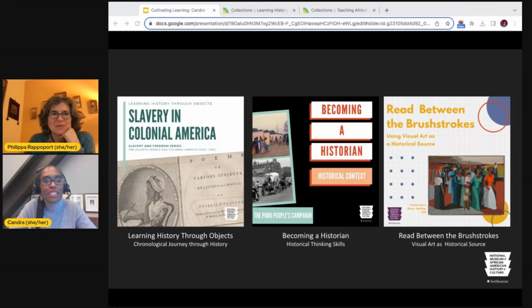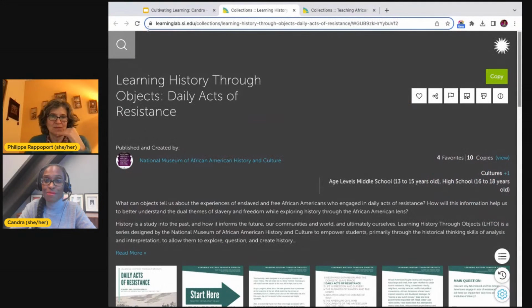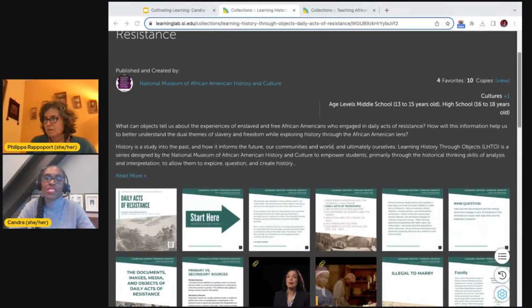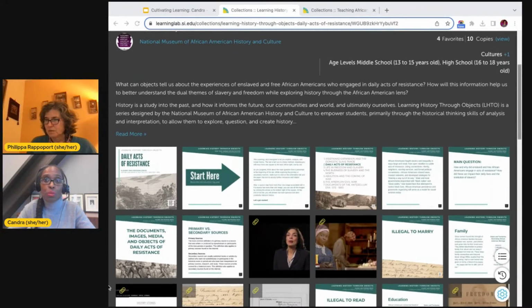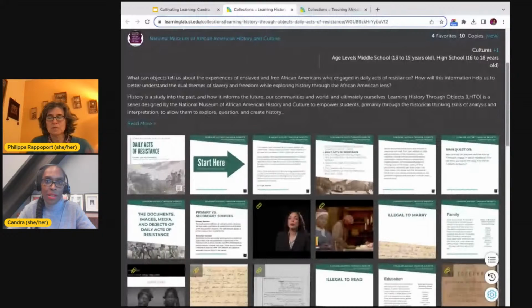And so, Philippa, if we could take a deeper look into one of our collections, I can highlight some features. These are features that you'll see in a typical Learning Lab collection from our museum. We design our collections to function like a toolbox for educators or like a discovery kit for students. There are so many ways that you can engage with a given collection.